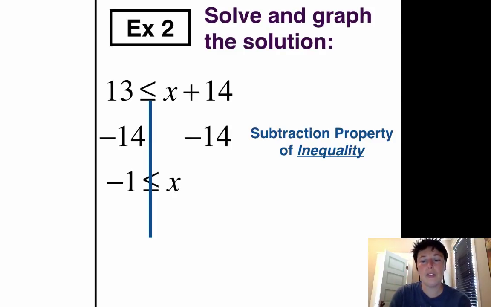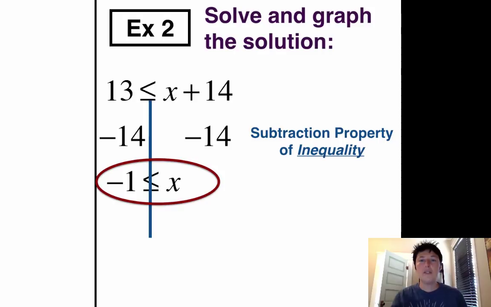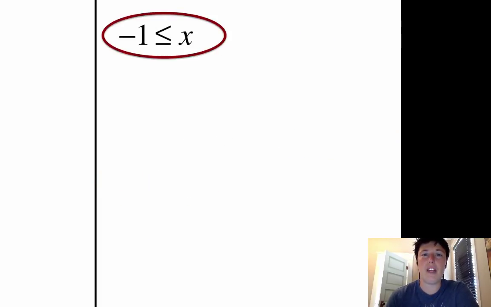So here's our solution. We've got our answer. We've got negative 1 is less than or equal to x. And now we got to graph it. So now we're going to take that answer, and we're going to put it on a number line.